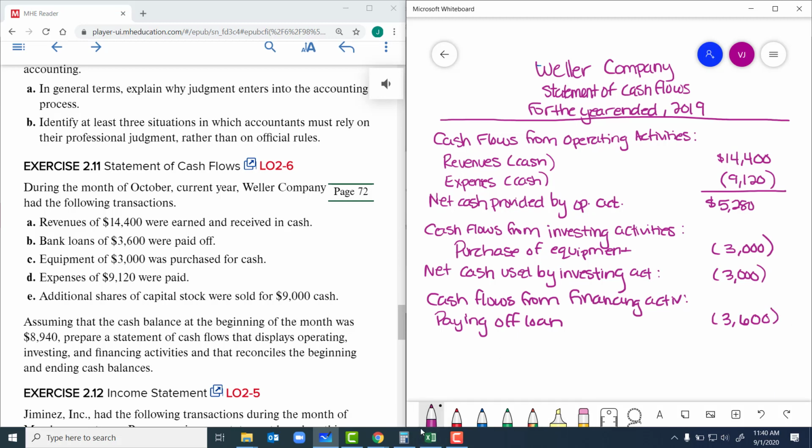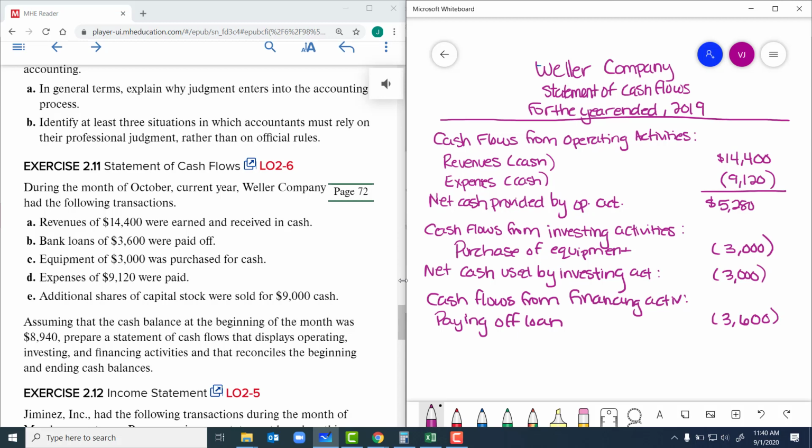And then lastly, we have these additional shares of capital stock that was sold for $9,000 cash. So why is this considered a financing activity? Shouldn't that be under investing activities? Well, you want to ask yourself, when we sell these shares of stock, are we the ones investing in the business, or are these people outside of the business investing in our business? Okay, when we sell shares of capital stock, the public is investing in our business, right?